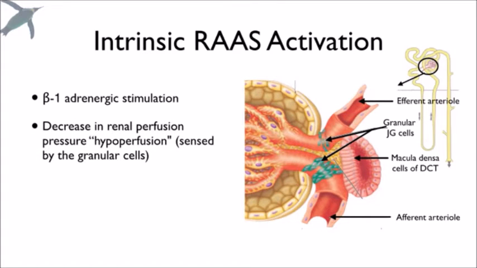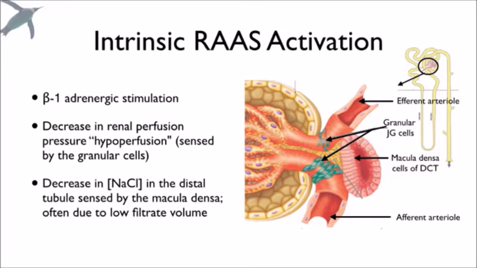A decrease in renal perfusion. We call this hypoperfusion. The granular cells themselves sense that, so they can sense the volume change of the blood going in and out. A decrease in sodium chloride, maybe in the distal tubule, is sensed by the macula densa.